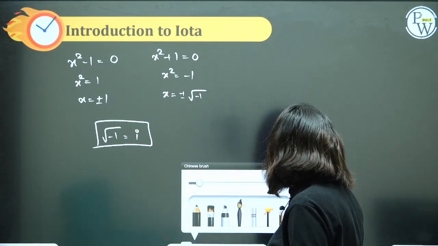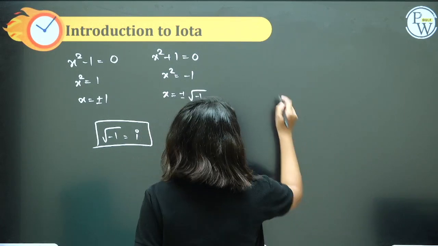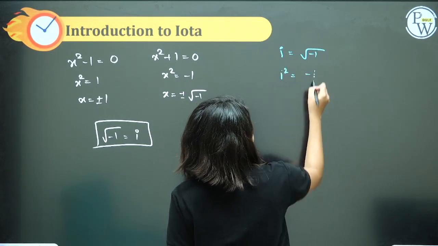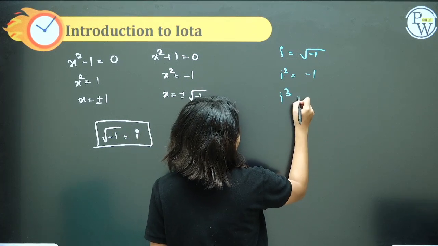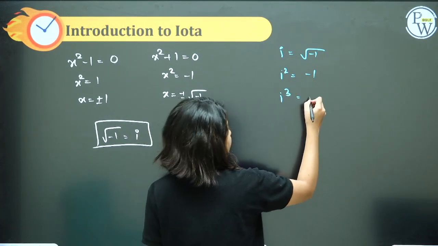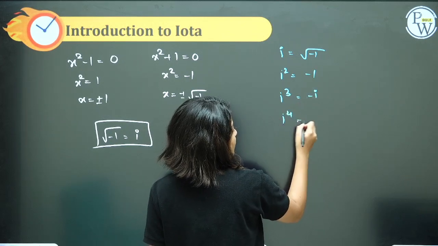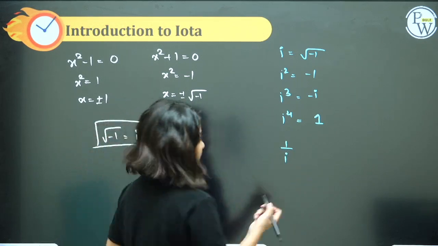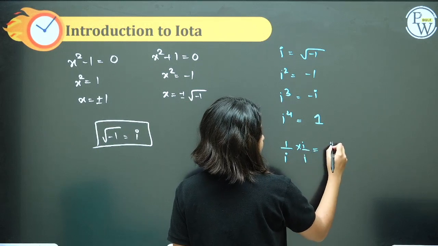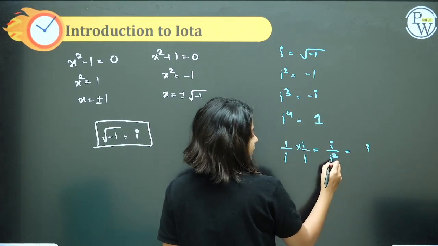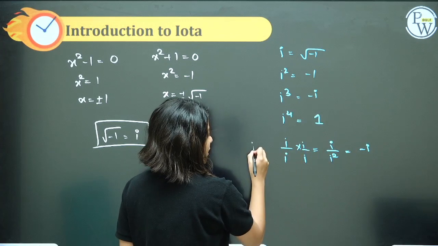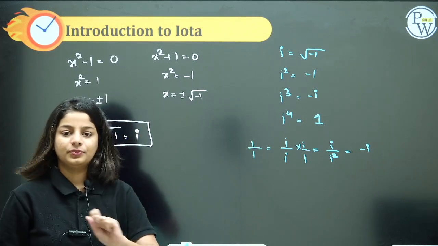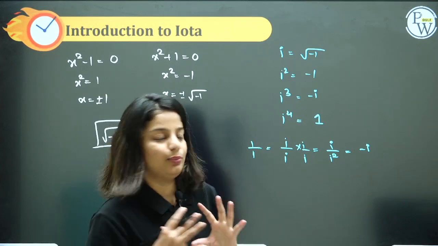For our studying purpose, we will need these 5 things known to us. i is root of minus 1. So i square will be minus 1. i cube will be equal to i square into i, which is minus i. i raised to 4 will be 1. And 1 upon i: multiply and divide by i. Numerator is i, denominator is i square. i square is minus 1. So 1 upon i is equal to minus i. These 5 things, if we know, questions can be dealt with easily.